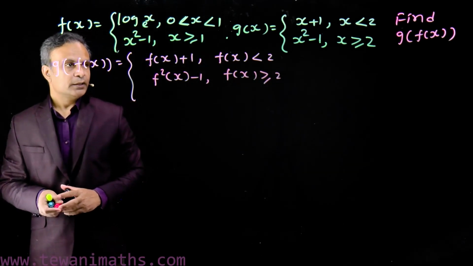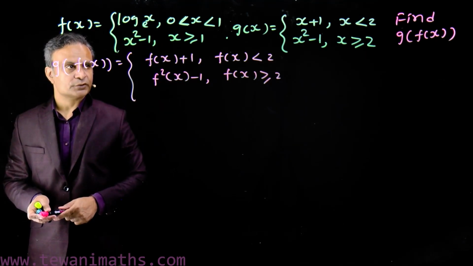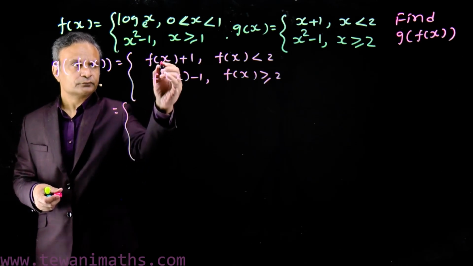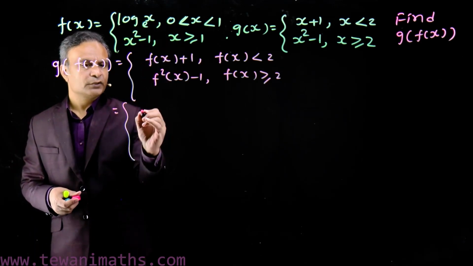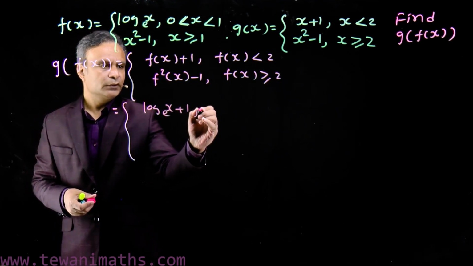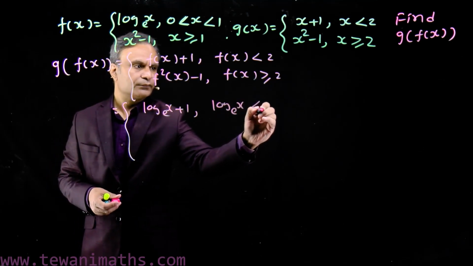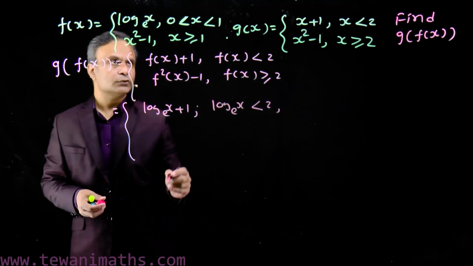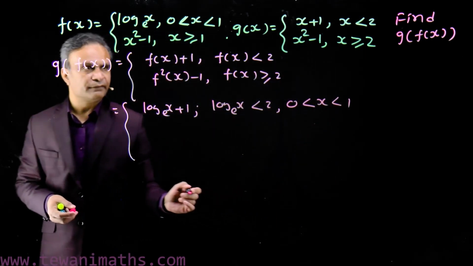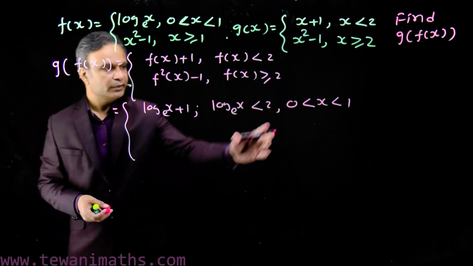Okay, now we use branch functions of f(x) here. We consider all the possibilities. First we use this branch log x, so we have log x plus 1, where log x is less than 2. Also 0 less than x less than 1. We can use f(x) as log x only if 0 less than x less than 1. तो साथ में ये भी आएगा.